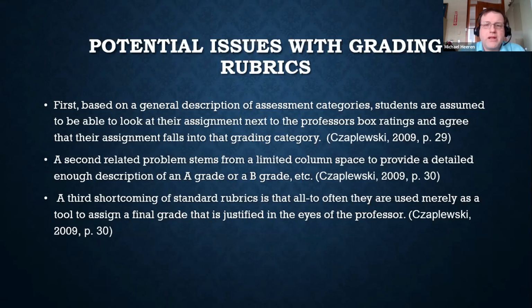Another problem stems from a limited column space. If you are writing this on a piece of paper or even typing it onto a Word document, there's a limited amount of space for you to give a good description of why you have chosen this score of an A or a B or something of that nature. So depending on what you're doing, maybe you need to do something a little bit different with that rubric.